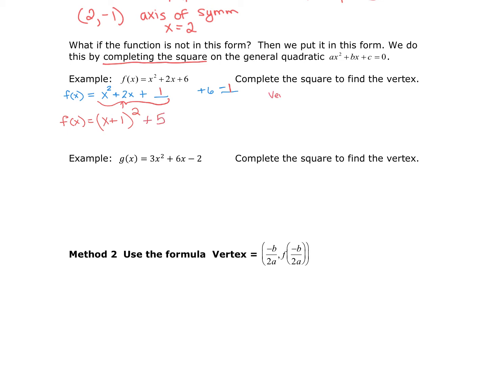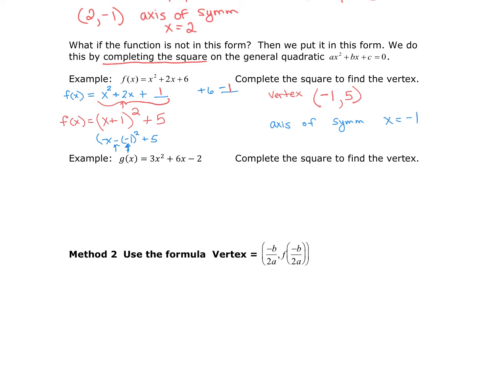So in this case, our vertex is (-1, 5). It's negative because in order to fit the formula, I need the negative sign in there. So my h is the -1. So it's always going to be kind of opposite of what you think for your x coordinate. Your axis of symmetry should be x equals -1.